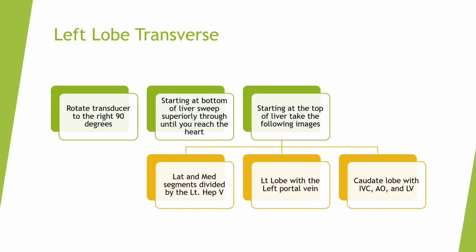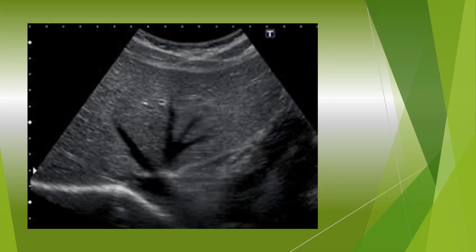Next, we're going to do the left lobe in transverse. We're going to rotate the transducer 90 degrees to the right. We're going to start at the bottom of the liver, sweep up through the top of the liver until we reach the heart. And starting at the top of the liver, we're going to take the following images. We want lateral or medial segments divided by the left hepatic vein. We want the left lobe with the left portal vein. And we want the caudate lobe with the IVC, aorta, and the left vein. So here we go.